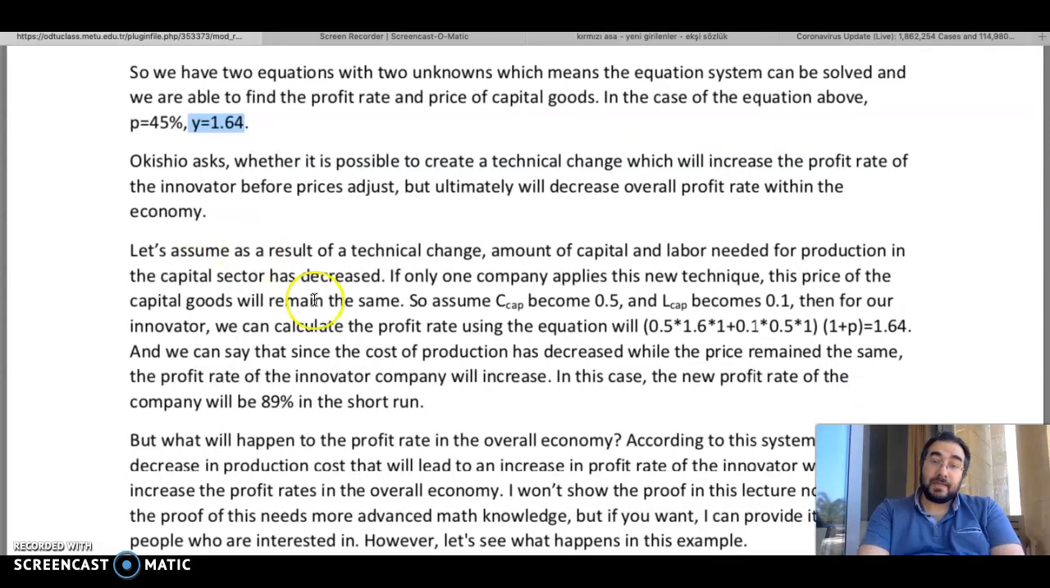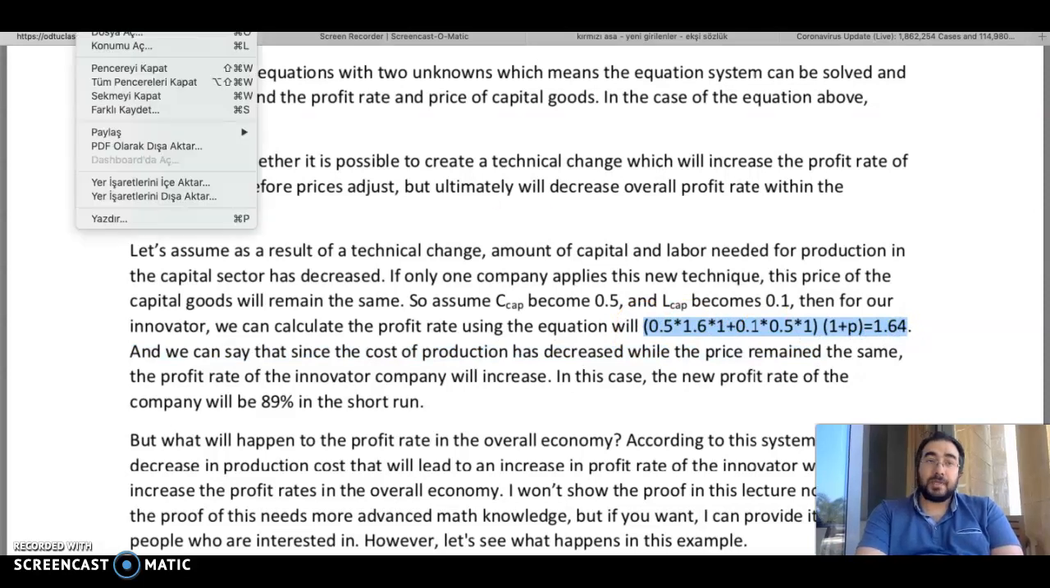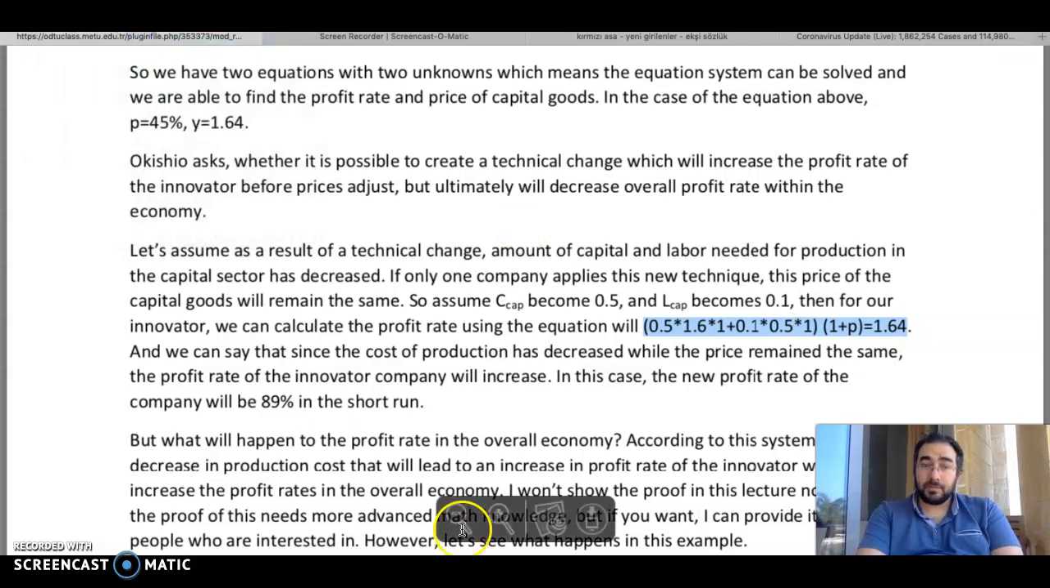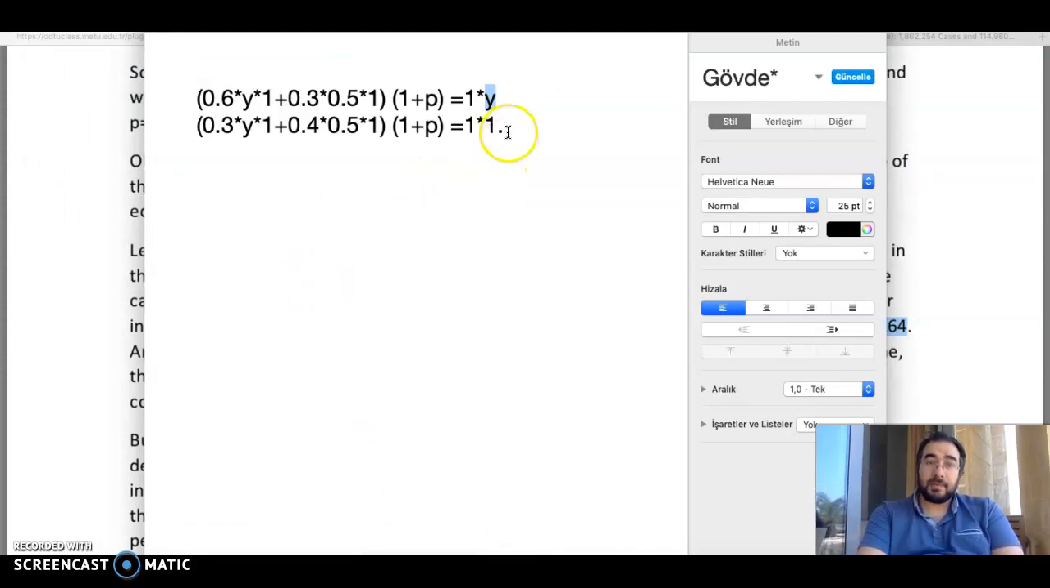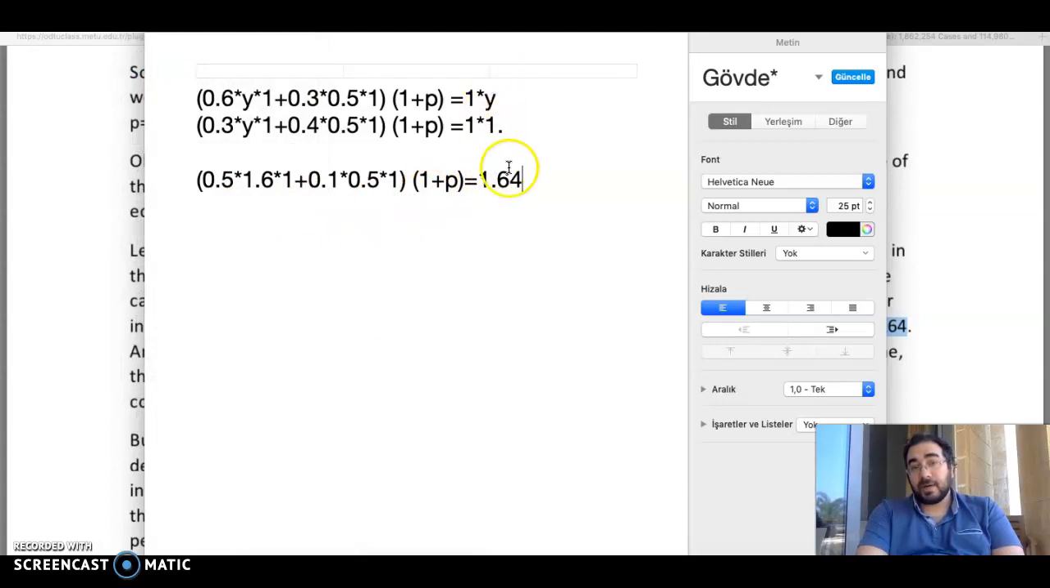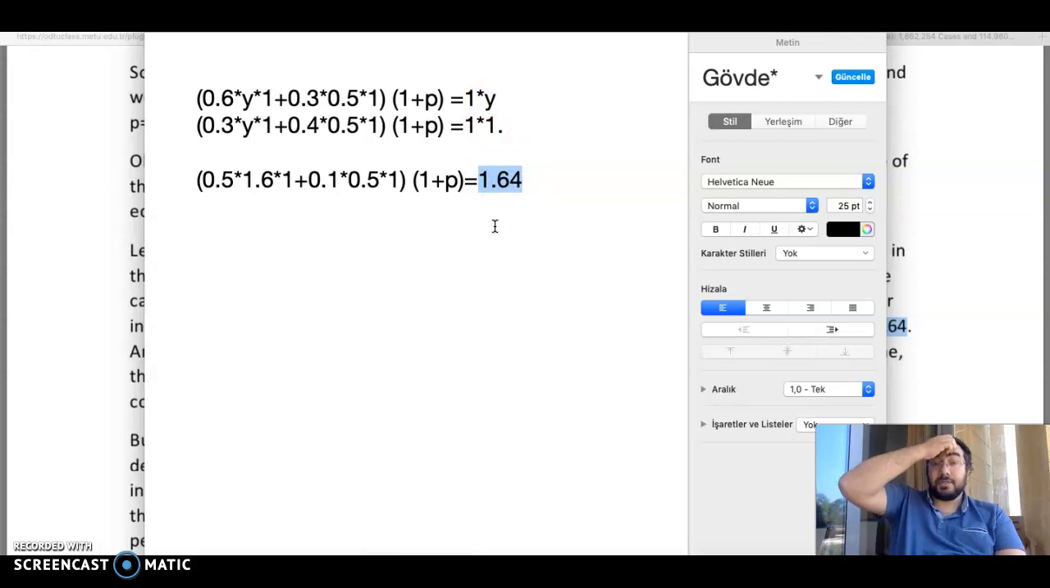Now, we have a technological advancement in the capital goods sector, so C cap will become 0.5, and L cap will become 0.1. So let's copy this and put it here, and then I will show what happens beyond this. Remember, we have found y as 1.64.